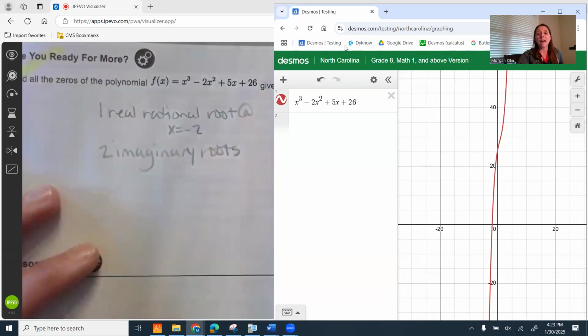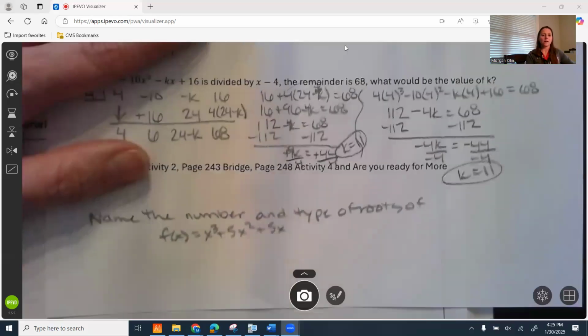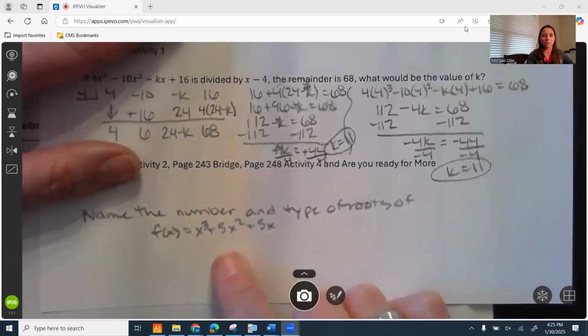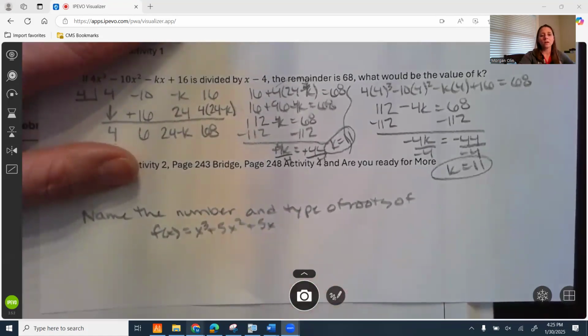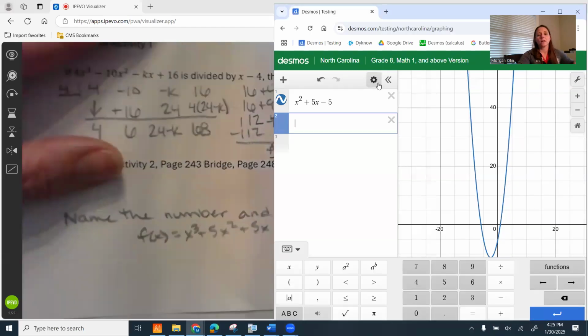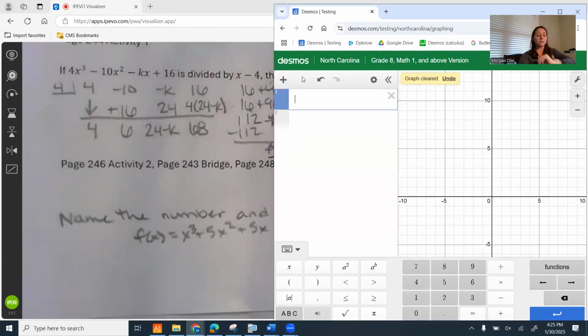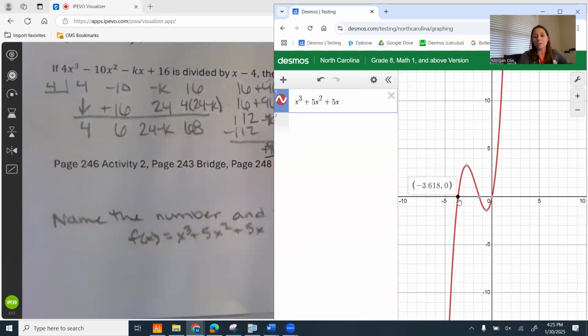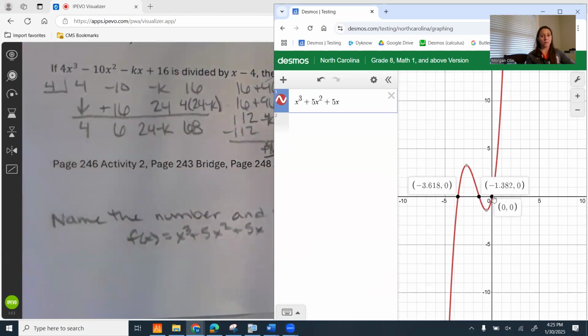Now, there's one other thing that we haven't covered, okay? And I'm going to make up that problem right quick. All right, so our last problem right here is we want to name the number and type of roots that this problem has. So let's go ahead. We should have 3 roots because the degree is 3. So x cubed plus 5x squared, plus 5x. All right, let's go look at this. I should have 3 roots. How many roots do I have? All right, I do have 3.